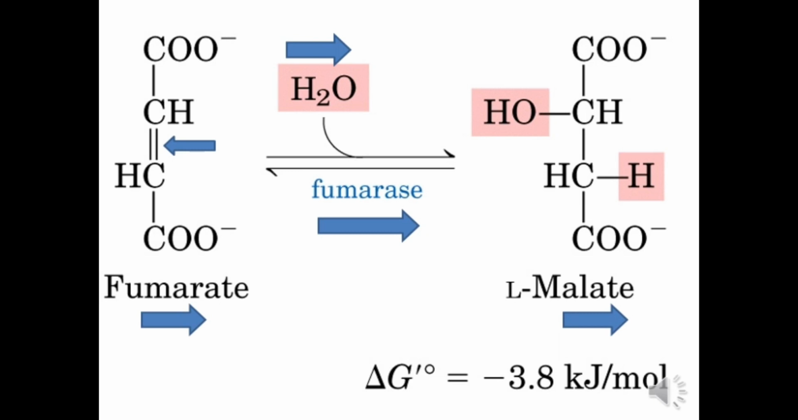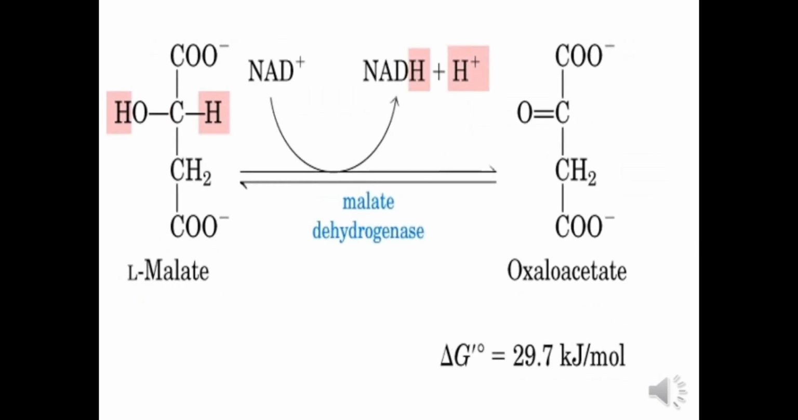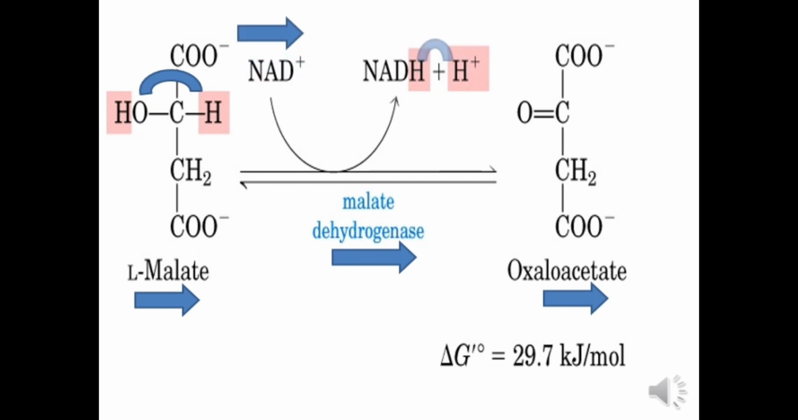In the last step, malate is again oxidized by malate dehydrogenase into oxaloacetate. The oxidation here occurs at position 2. 2 hydrogens from carbon 2 are taken by NAD plus to produce NADH plus H plus. By this reaction, the cycle is complete and can start again from the beginning.